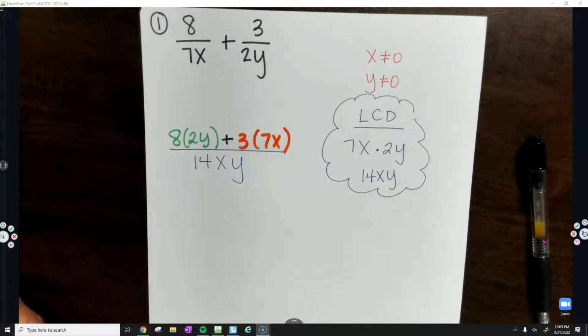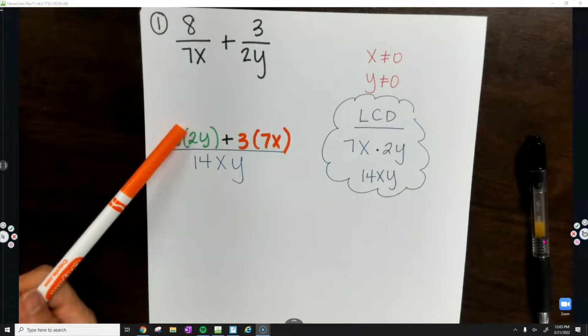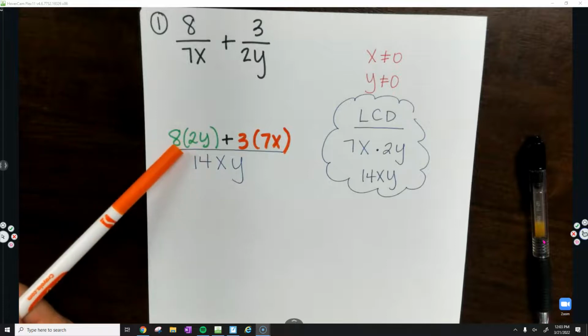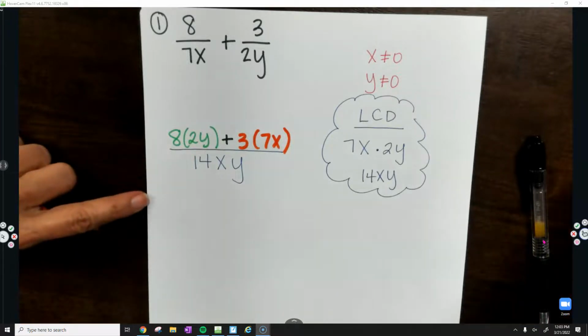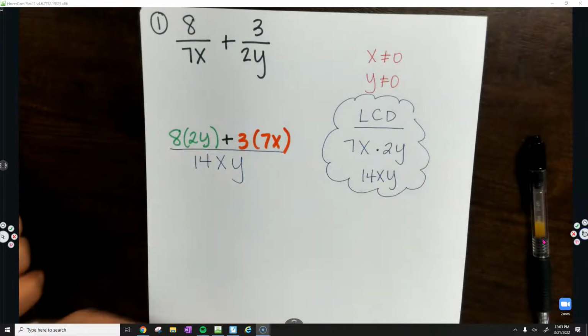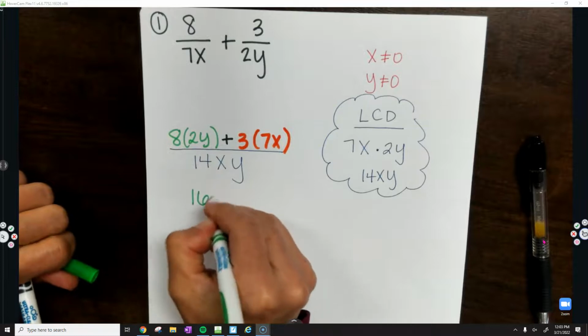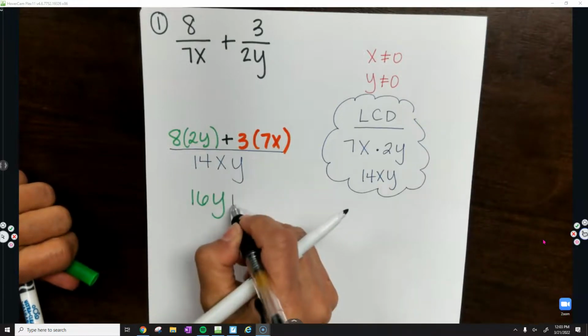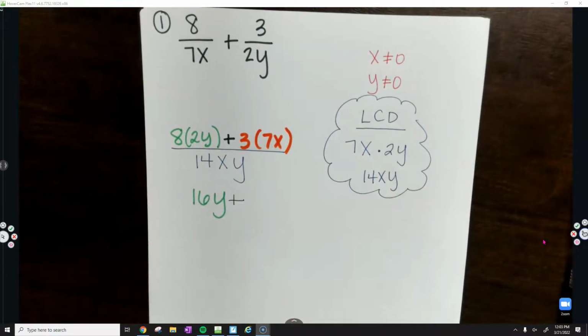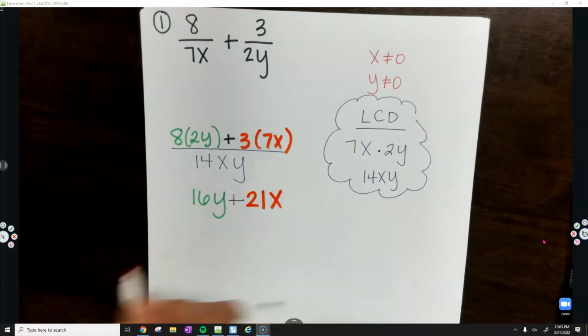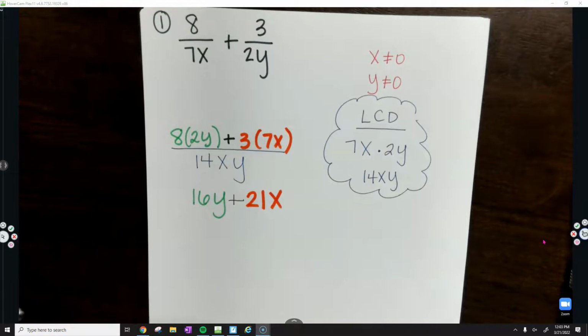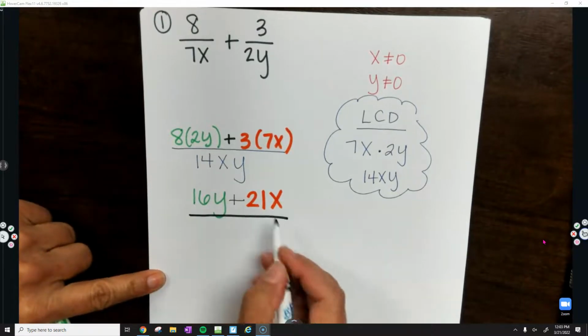All right, so most of our work is going to be done in the numerator. You're going to have a lot of combining like terms on this. All right, so this 8 times 2y, of course, is just 16y. I'm going to recopy the plus sign, and then 7x times 3 is 21x. And then I'm going to go ahead and recopy the fraction.